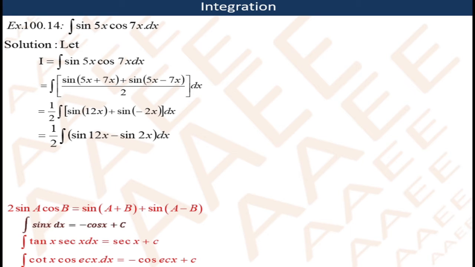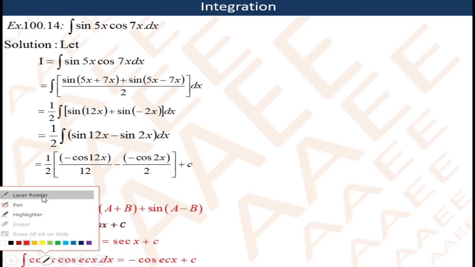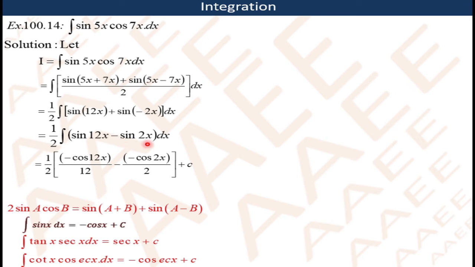So the integration of these terms are 1 by 2 integration of sine of 12x is minus cos of 12x upon 12, and integration of sine of 2x is minus cos of 2x by 2. This minus will become plus, and you can separate the terms: minus cos of 12x divided by 24 plus cos of 2x by 4 plus c. This one is the value of this integral.